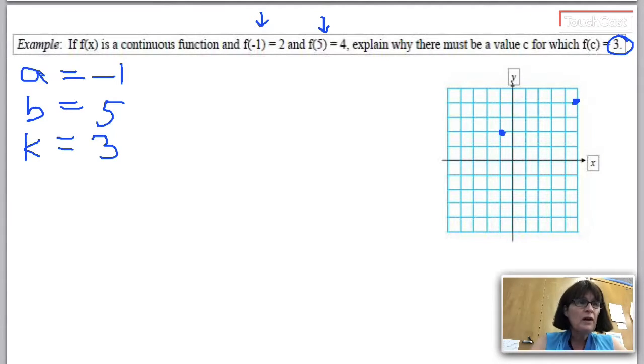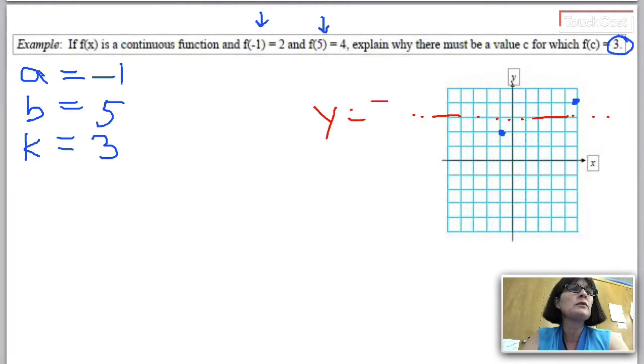And I'm going to strongly suggest that you think of k, think of the horizontal line y equals k, and try to draw that in. So I know my k equals 3, which is 1, 2. That's y equals 3.